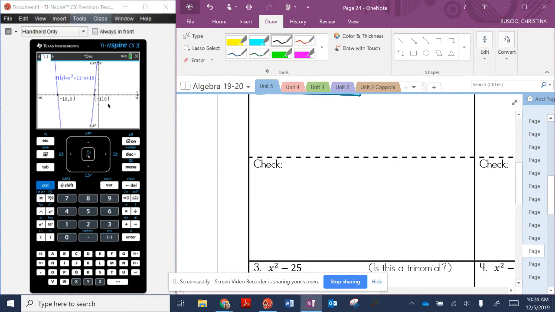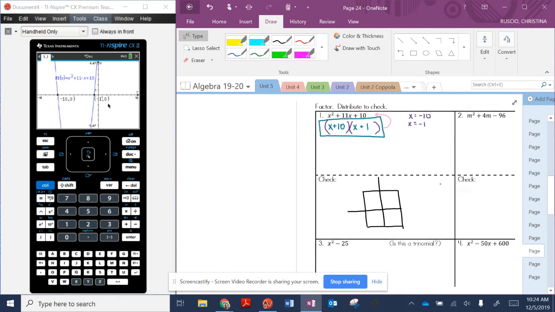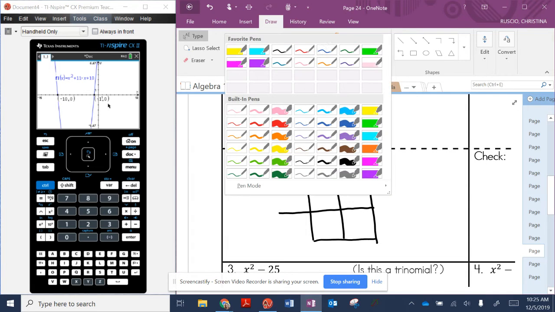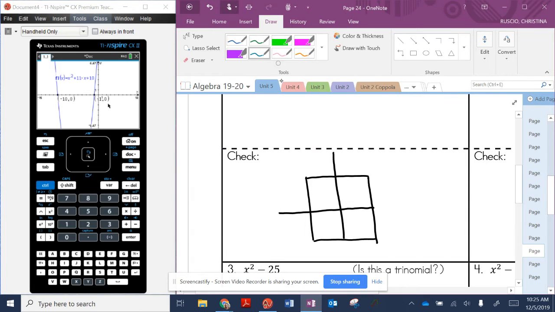I'm going to set up my handy dandy box. It's a 2 by 2, binomial by binomial. So we're going to multiply things. Okay, and what are we multiplying? Well, we have x plus 10 all times x plus 1. So those are the 2 sides that we get. It doesn't matter where you put them. I'm going to put the x plus 10 up top and the x plus 1 on the side.